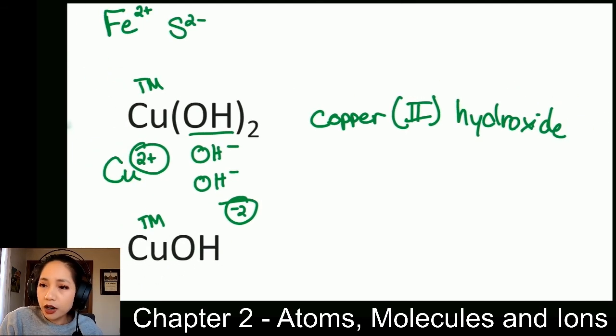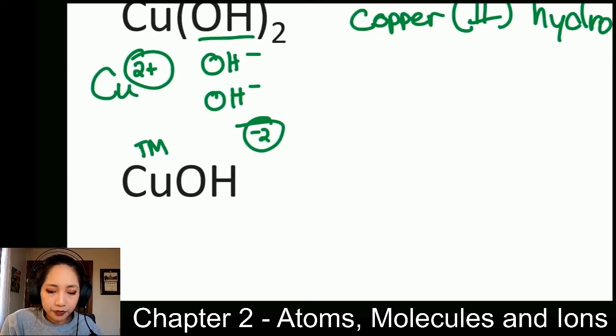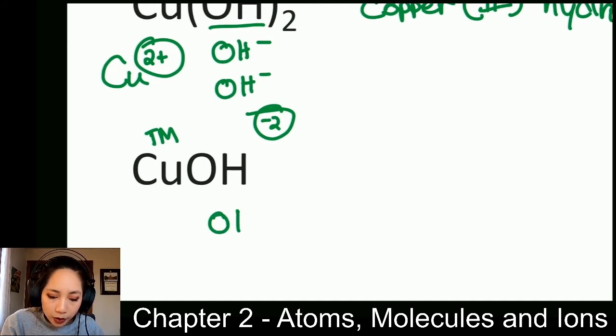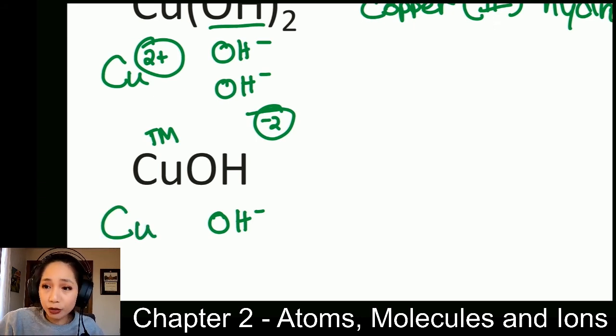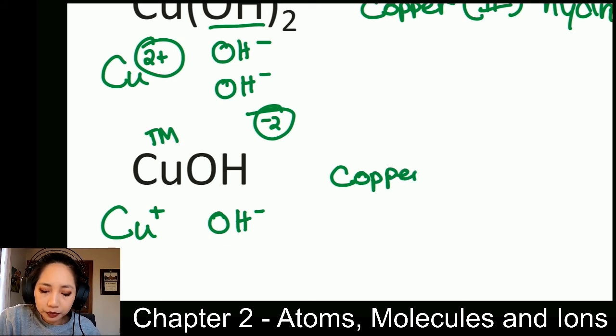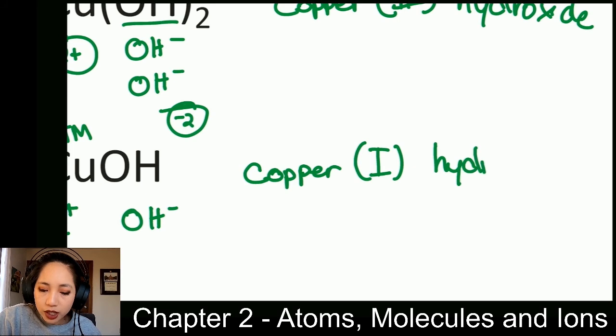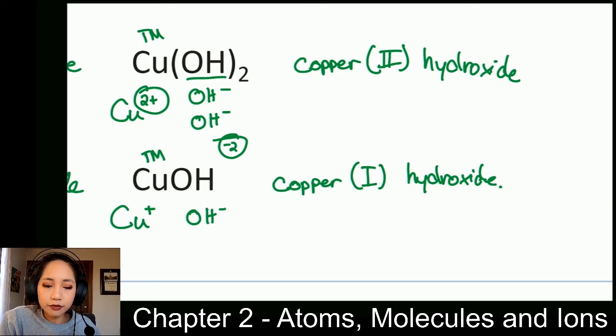And so this contrasts with the next one here. Again, we have copper and hydroxide, but it's a little bit different. Hydroxide, remember, only has a -1 charge, so that means copper in this chemical formula only has a charge of +1 in order to be net neutral. So to name this, it will be copper 1 hydroxide.